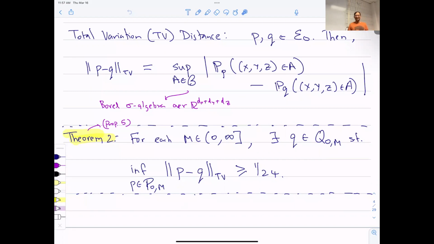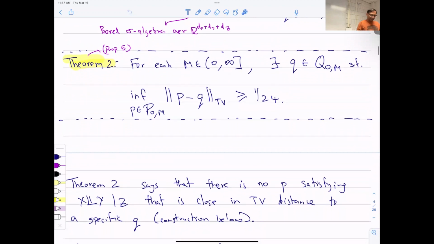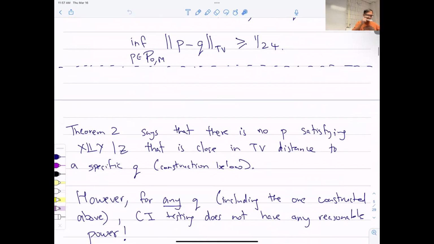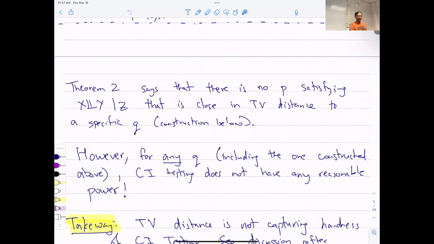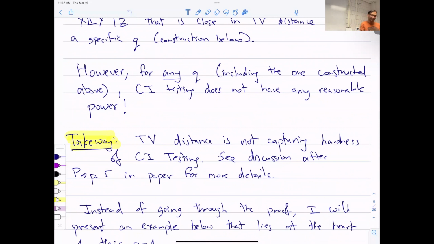So what's the implication? I'll do this one more pass. It says that there is no P satisfying X and Y conditionally independent given Z that is close in total variation distance to a specific Q, which will be constructed. So it's not that you're coming up with two close distributions; in total variation distance, they're very far away. Again, these are subtle, and I'm doing this very quickly. But for any Q, including the one constructed above, which is far away, CI testing does not have reasonable power. So essentially, the hardness of CI testing is not because of total variation distance. Something else is going on.